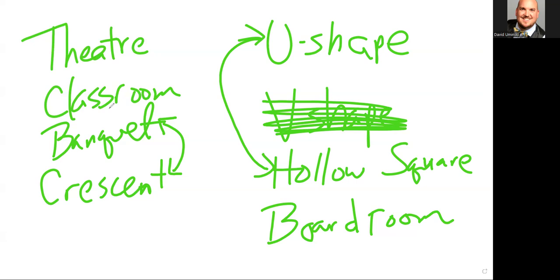So Michael, you said you want the U shape and hollow square? Yes, but what event with that? So that's what I'm a little confused about. That's what you're going to read about and research. Oh, so what events those would be appropriate for? Okay. And I'll do banquet and crescent. Is that right? Yes. Anything else besides theater, classroom, and boardroom? I'll do classroom style.